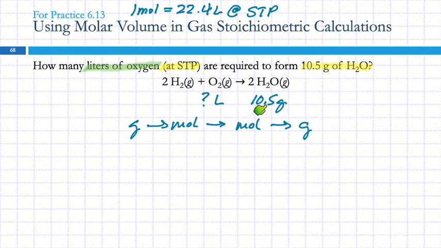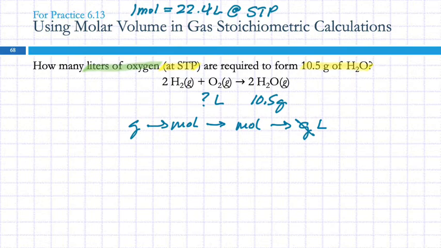We do have grams here. This is the beginning part, so I'm going to start with grams of water to moles of oxygen, but then I'm going to go to liters of oxygen instead of grams. So this is my path. That's my plan for how I'm going to do the calculation.